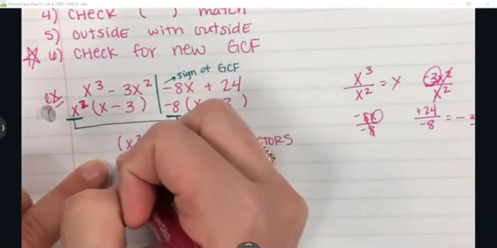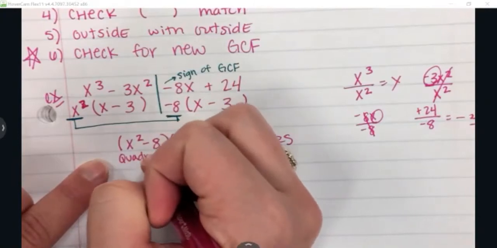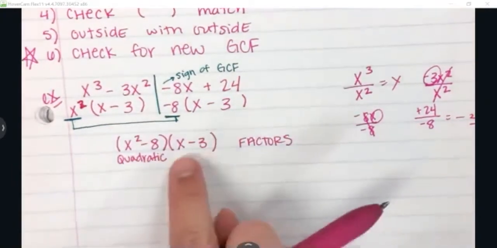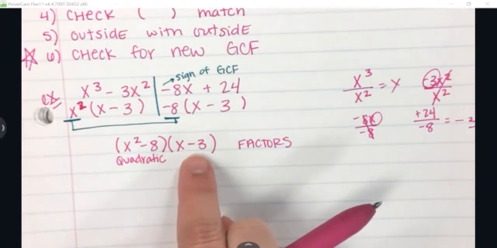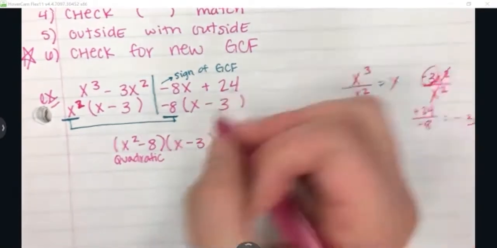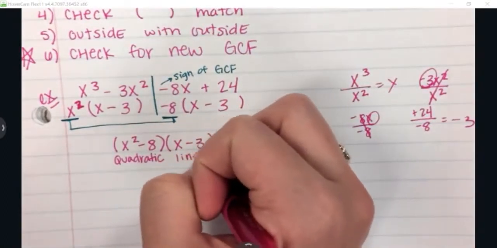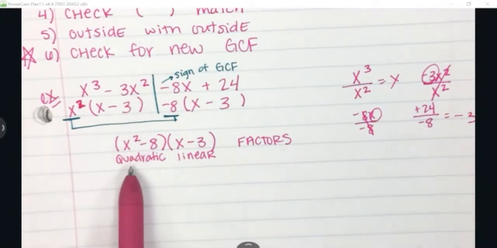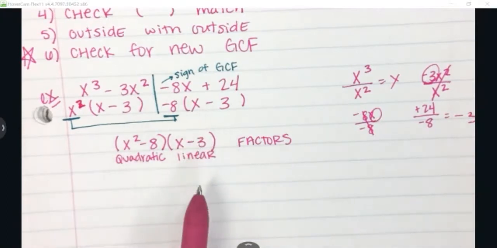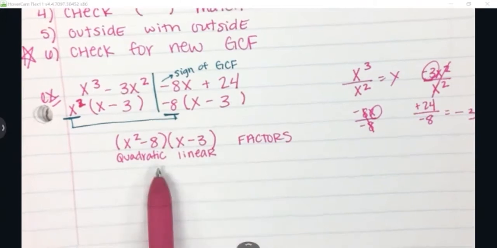So this is my quadratic. What is this called? X minus 3. It is not a quadratic, but it does have a name. It is a linear, like a line. This is your linear factor. So I have a quadratic factor and I have a linear factor. And if you do not have one of each, again, you've done something terribly wrong, okay?